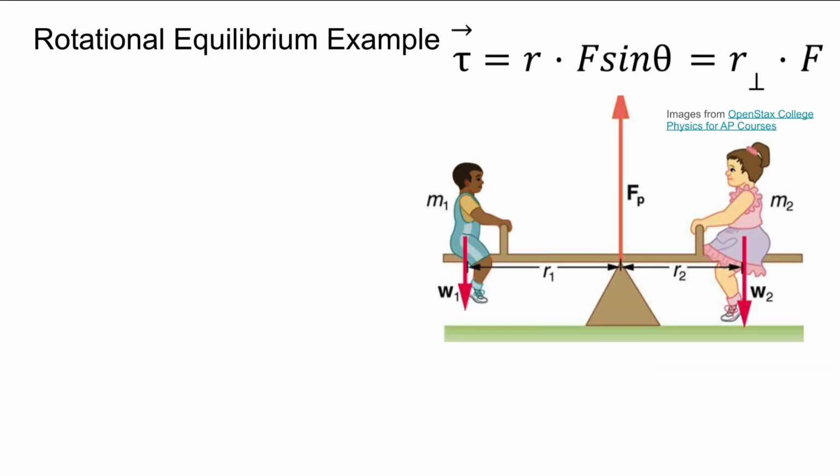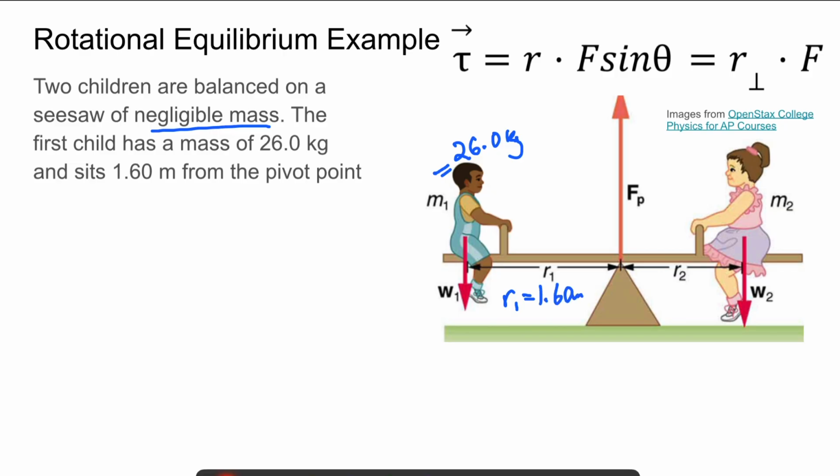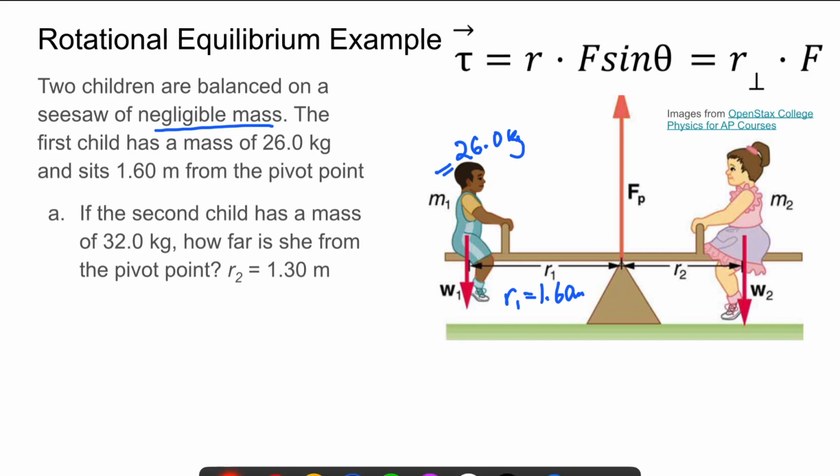All right, let's put this into practice with one more practice problem. We've got two children balancing on a seesaw, and the seesaw is of negligible mass. So we're not going to take into account the mass or the weight of the seesaw in this problem. The first child has a mass of 26.0 kilograms, and he sits at a radius of 1.60 meters away from that pivot point on the seesaw. If the second child has a mass of 32.0 kilograms, then we want to figure out what that radius of the second child is away from the pivot point. How many meters is she away from that pivot point?